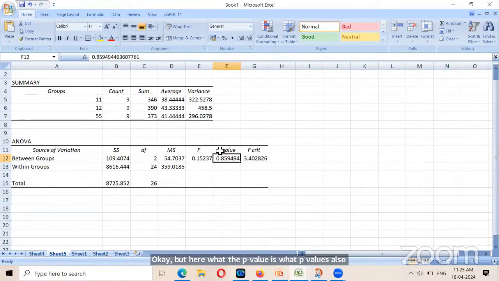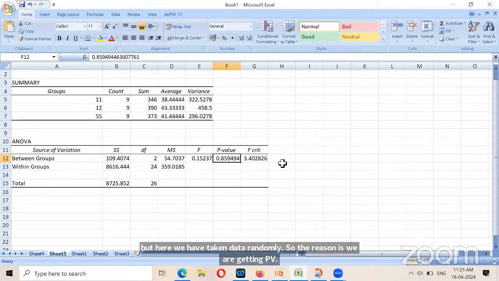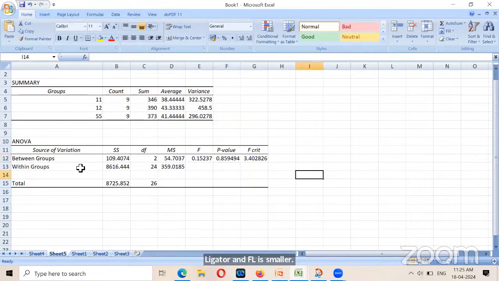So here, from the P value and F value, the ANOVA test result decides whether to support or reject the null hypothesis. But here we have taken data randomly, so the reason we are getting a greater P value and smaller F value. So this is the ANOVA summary table of the one-way ANOVA.